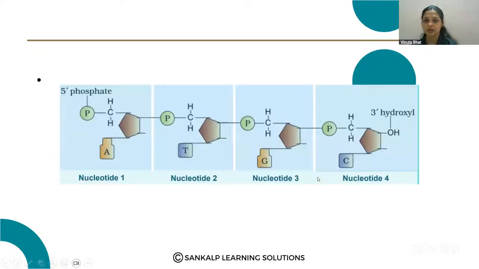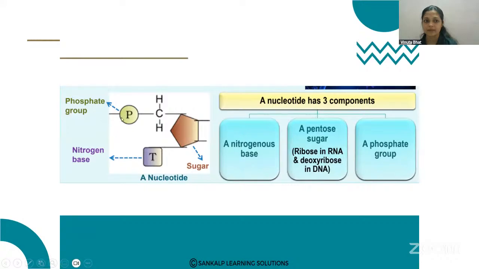I hope this concept is clear. Yes, this is the phosphate group and this is the sugar, deoxyribose sugar in case of DNA, and this is the nucleotide, nitrogen base. Together it constitutes the nucleotide. Okay, so mainly the nucleotide has the 3 components: a nitrogen base, a pentose sugar, and the phosphate group. Nitrogen bases, they are purines and pyrimidines.